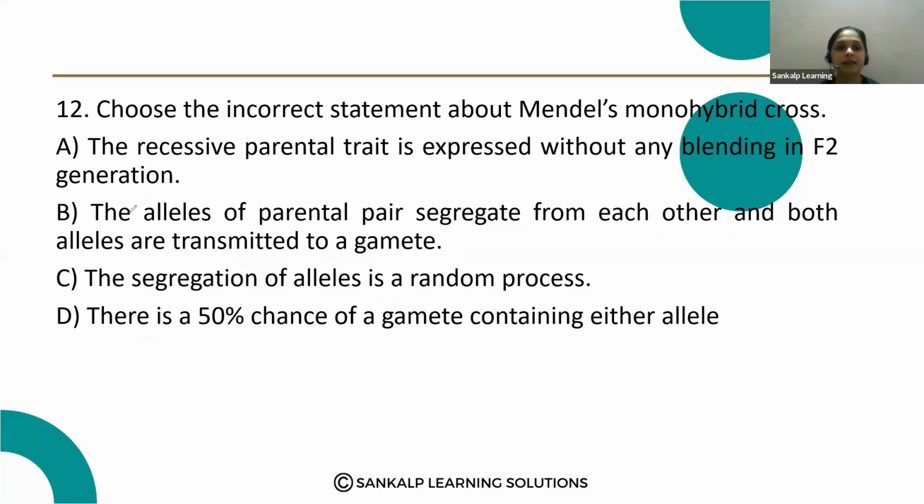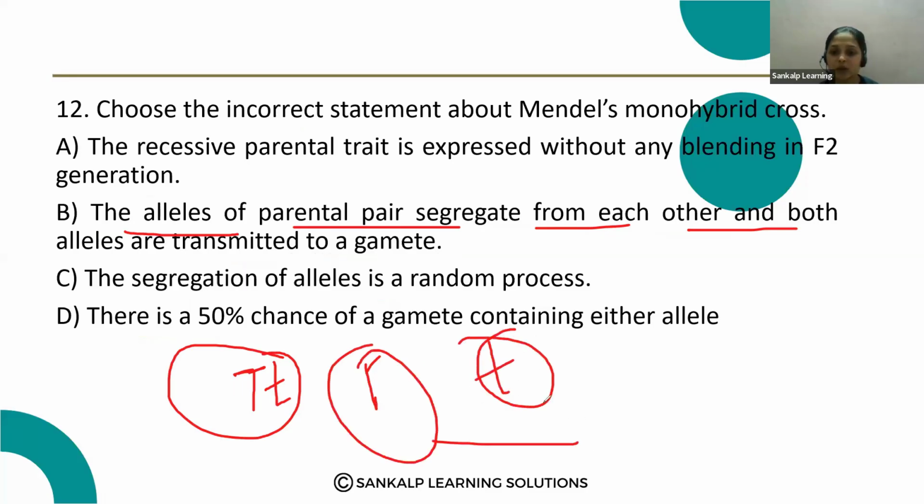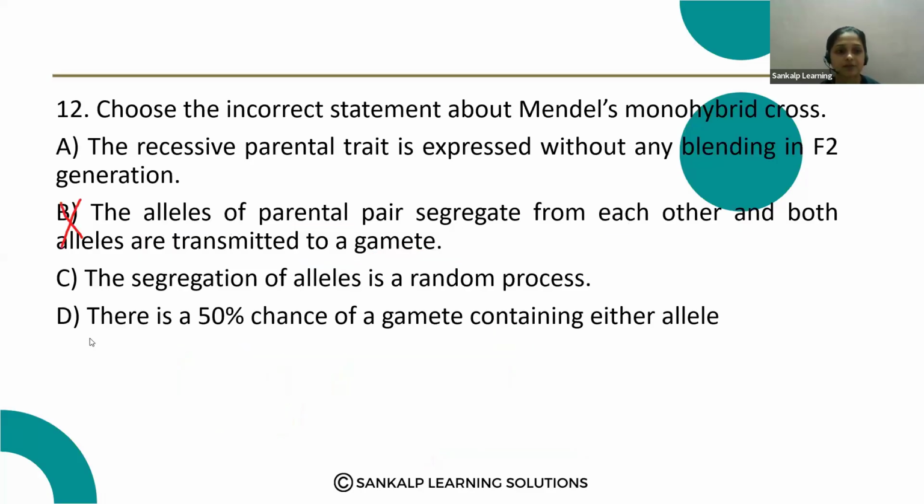monohybrid cross? Here, the alleles of the parental pair segregate from each other, but both alleles, for example Tt, related to the tallness of the plant in the heterozygous condition, will not transfer to the same gamete. Here T is an allele and t is another allele; they will transfer to different gametes. So option B is the wrong answer.